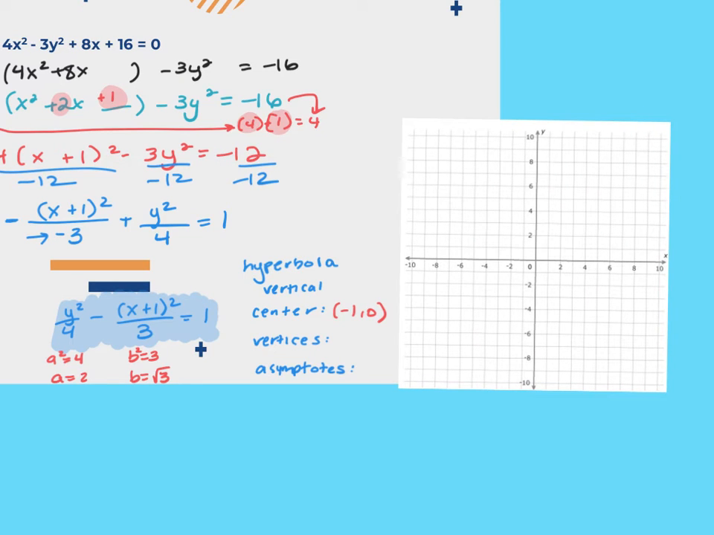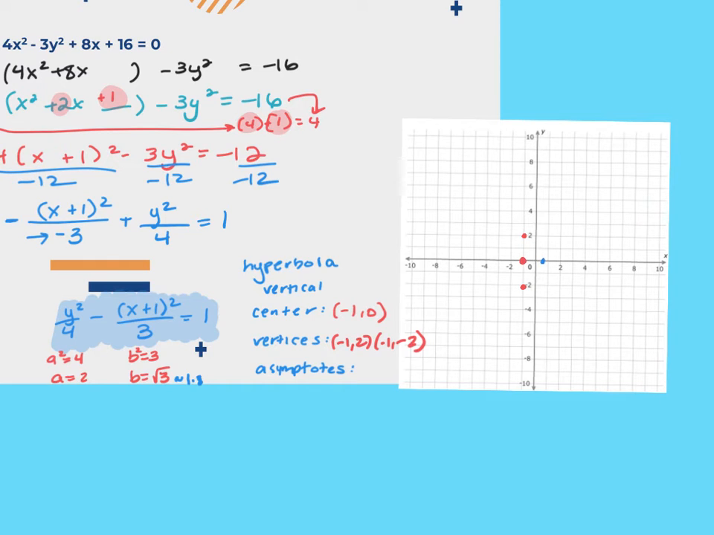So I'm going to plot my center, negative 1, 0. Because it's vertical, I would go up and down the 2, and those are my vertices. So the x doesn't change, but the y goes up 2 and down 2. The b would be right and left root 3, which we can approximate as 1.7, 1.8.